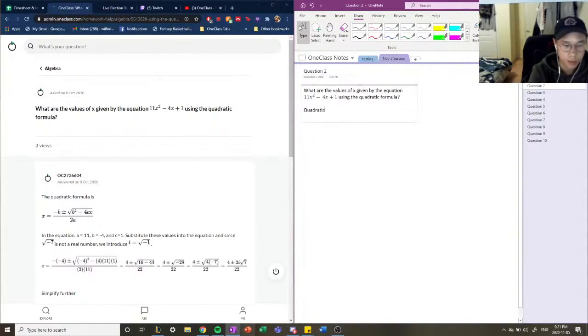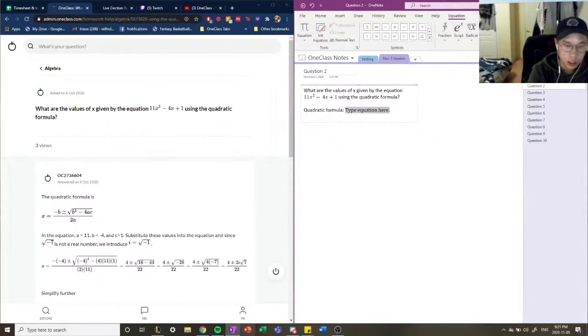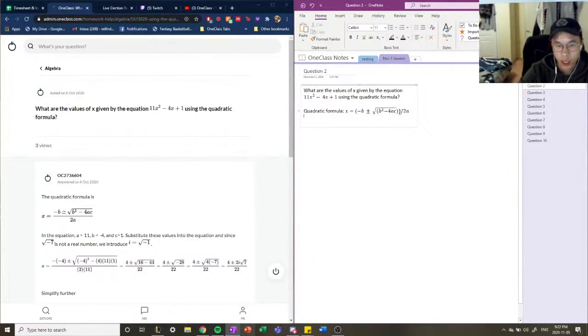So the quadratic formula is as follows. Okay, so it's x. So we're looking for solutions of x, right? So x equals negative b plus or minus the square root of b squared minus 4ac, let me just put it in a bracket here, and that is all divided by 2a. So this is the quadratic formula, and the a, b, and c are all the coefficients of your quadratic equation. So a, b, and c.